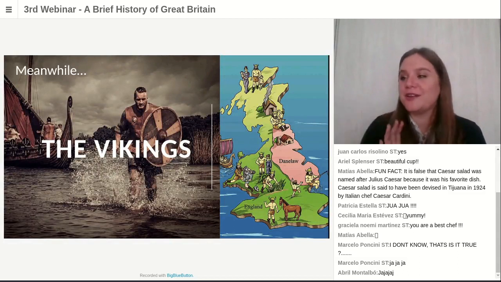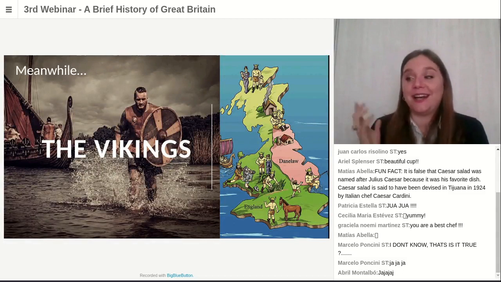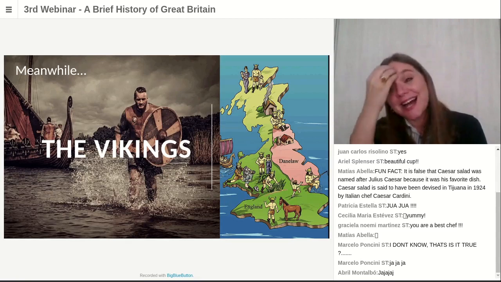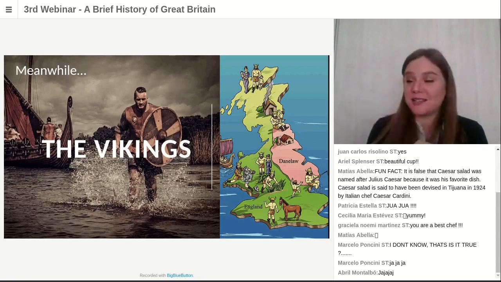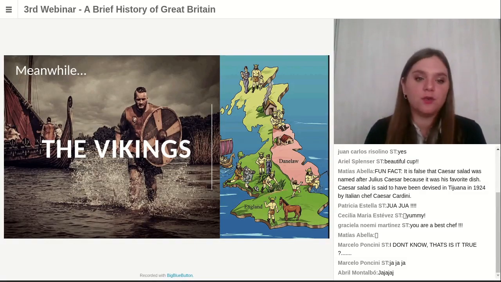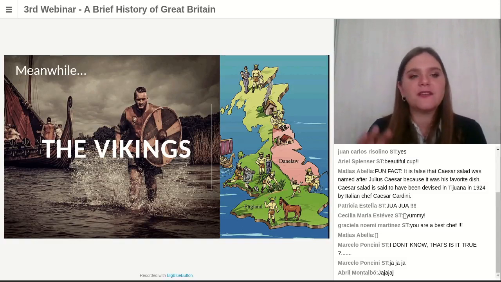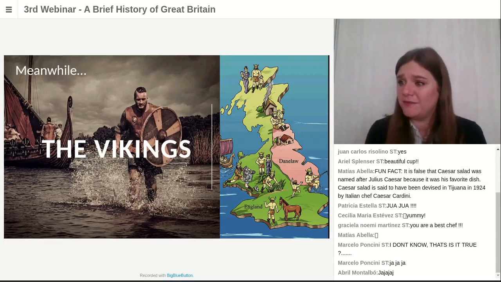Moving on, we go into the Vikings. Very interesting, this group of people who came into the Isles. They arrived, as we saw in the timeline, about 800 AD. These people were Danes. Yes, they came from what is now Denmark or Norway. I mean, basically Scandinavian people. They're extremely famous for being violent.